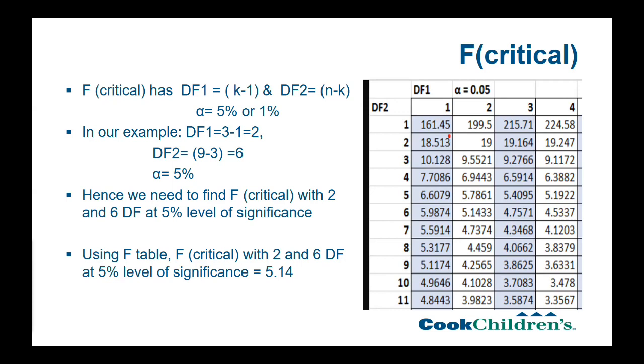So to calculate the critical value, we now look at the row degree of freedom, which is 2 in this case, and look at the second degree of freedom, which is 6. So our critical value is 5.14 approximately. So that's using the F table to calculate the critical value.